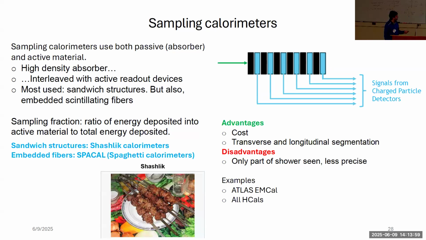Okay, and actually, interestingly, this sort of sandwich type calorimeter is referred to as shashlik calorimeters, which comes from the, I think, Russian word for skewers. And then for the embedded fiber calorimeters, they're sometimes called spaghetti calorimeters. So you have some interesting names.